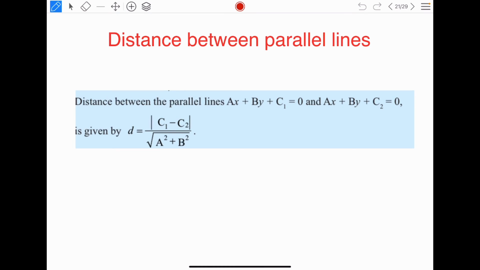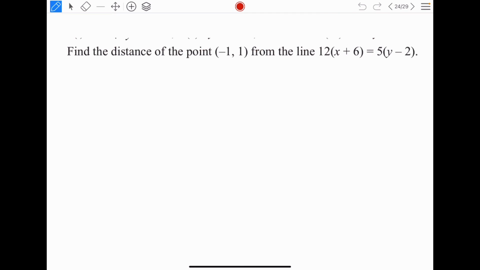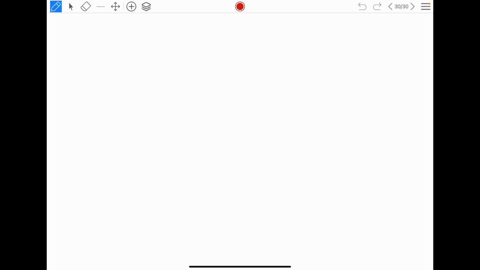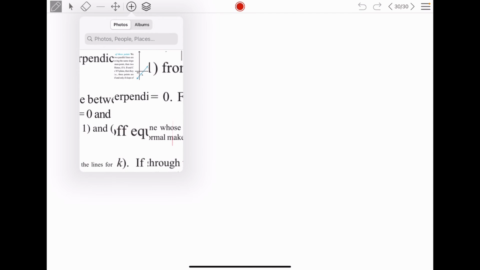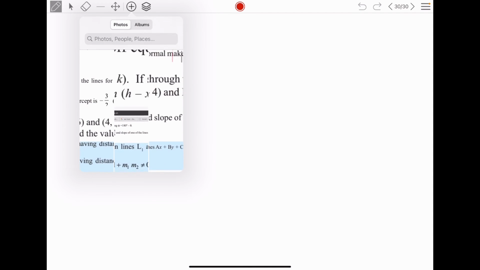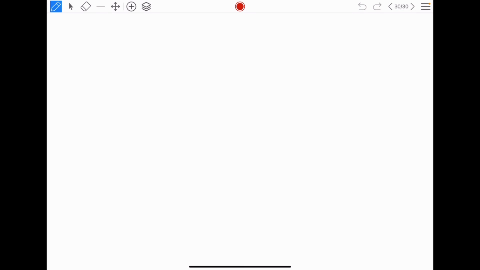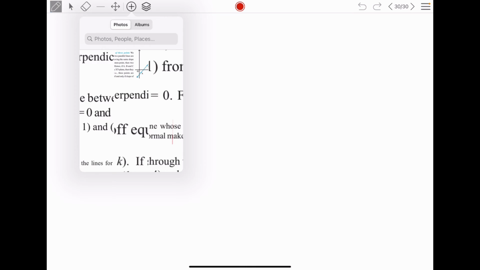Alright. Next question. Next topic. Now before we move to this, there is one more thing I want to tell you about parallel and perpendicular lines. I have taken a screenshot of that. Just a second. So I'll insert that photo.